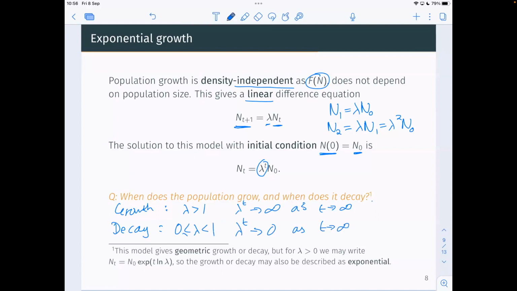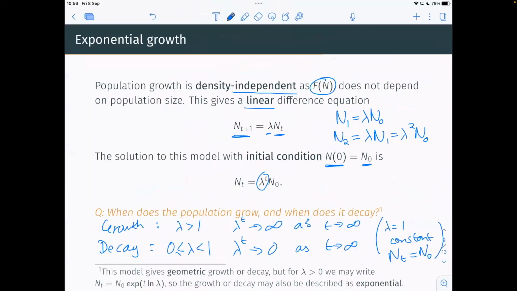We also have that case where lambda equals 1, everything stays the same. So we stay at our initial condition for all t. Nothing happens. It's kind of boring. So we refer to this as geometric growth technically, but we can rearrange this into an exponential form. And it's analogous to when we have continuous time models that have exponential growth. So we refer to this as exponential usually.